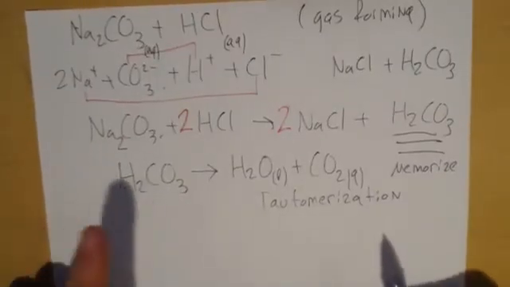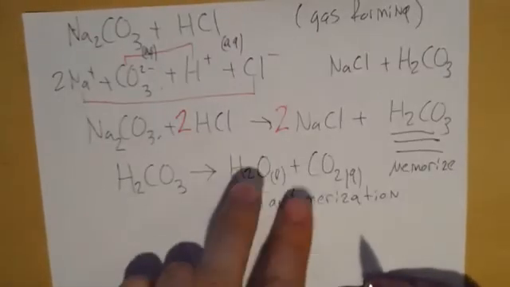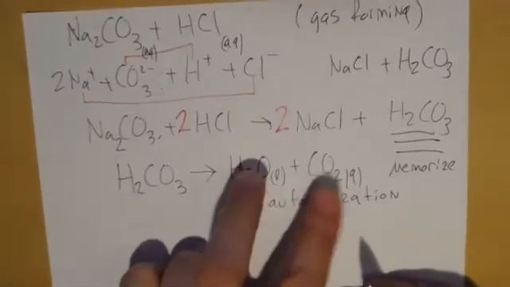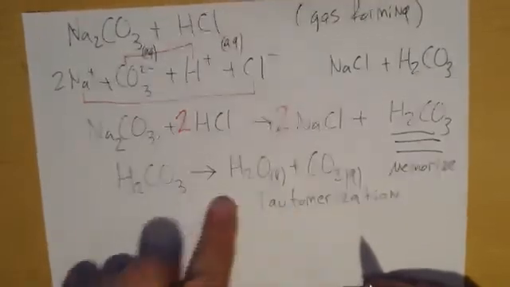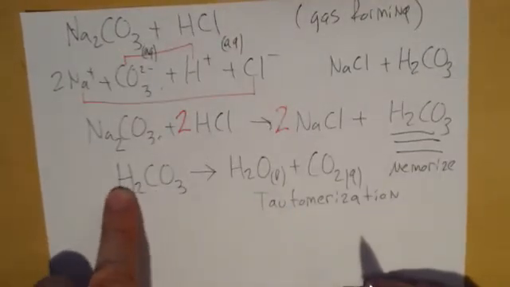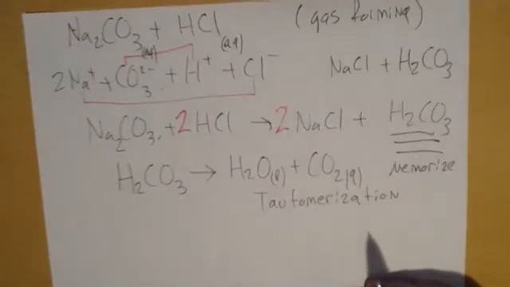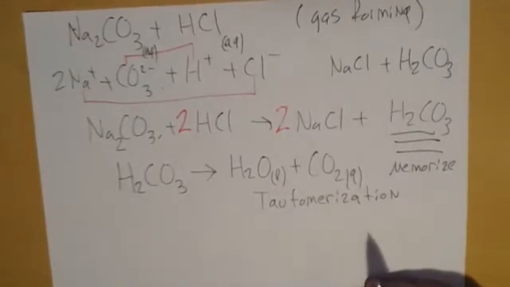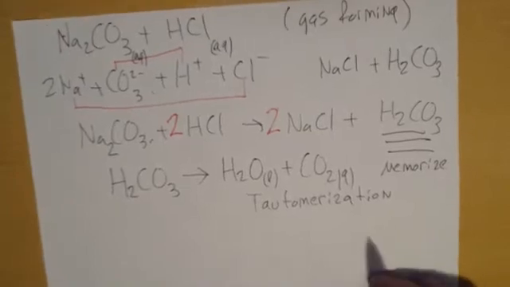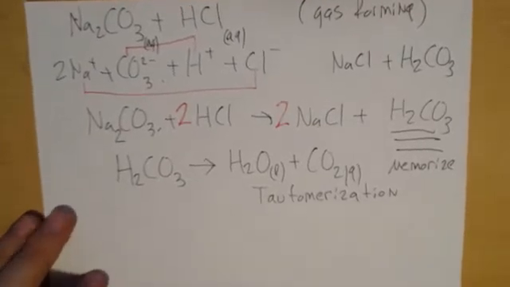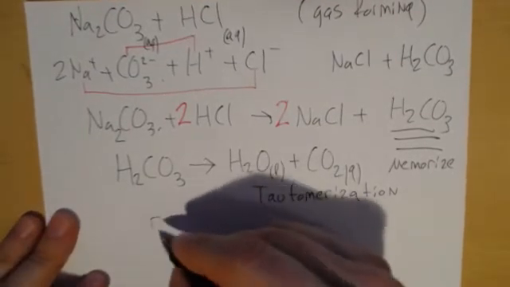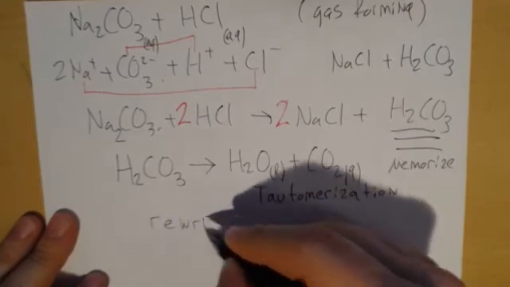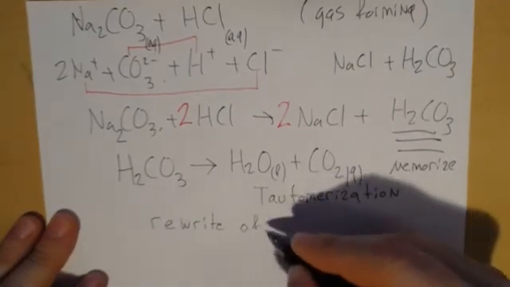So basically the idea of this is the water and the carbon dioxide are very stable. And this is a less stable thing. So it just rearranges itself into two more stable components. And it does that just spontaneously. So this is the other thing you're going to have to do: rewrite after balancing.